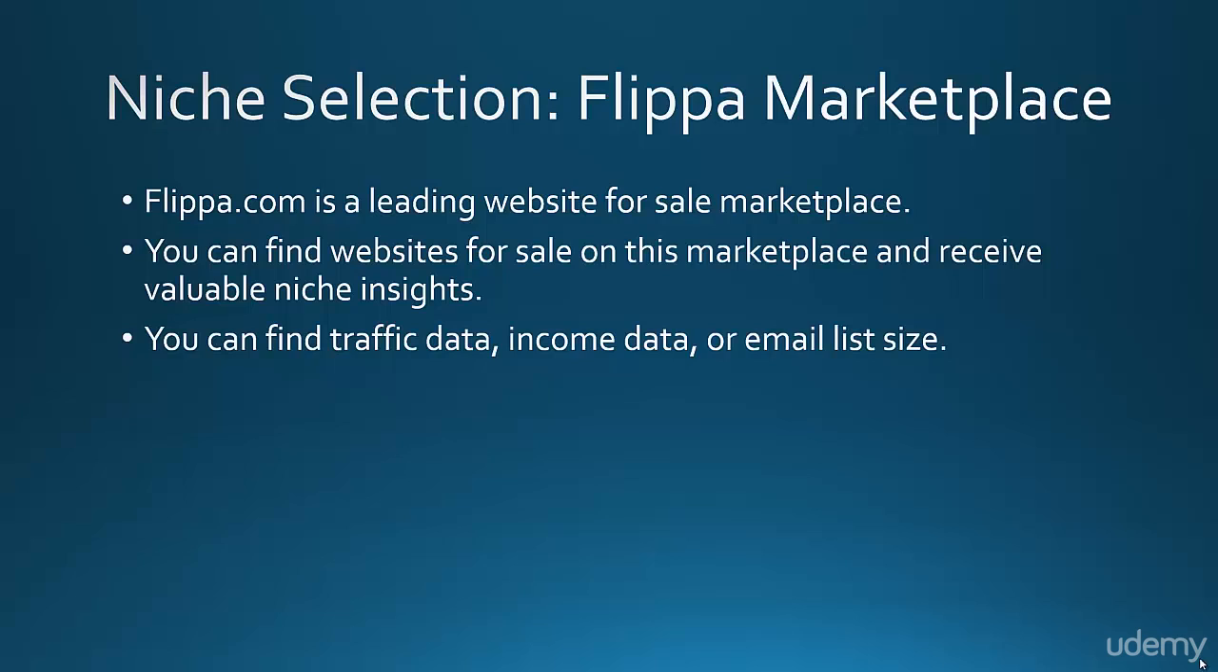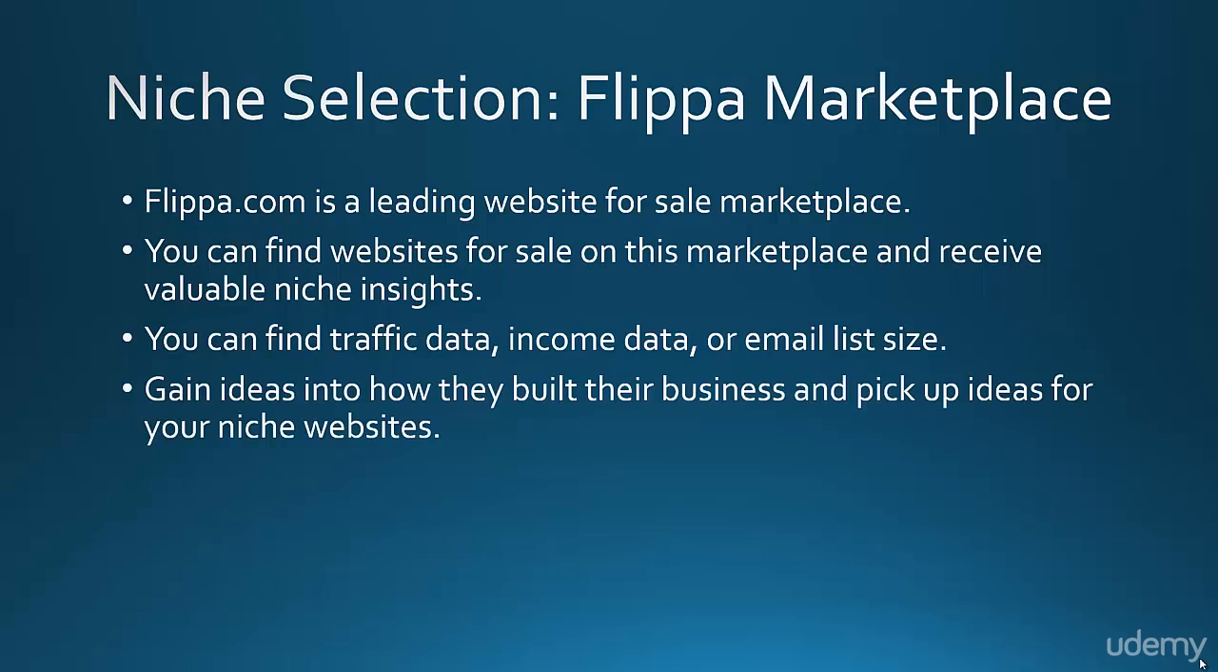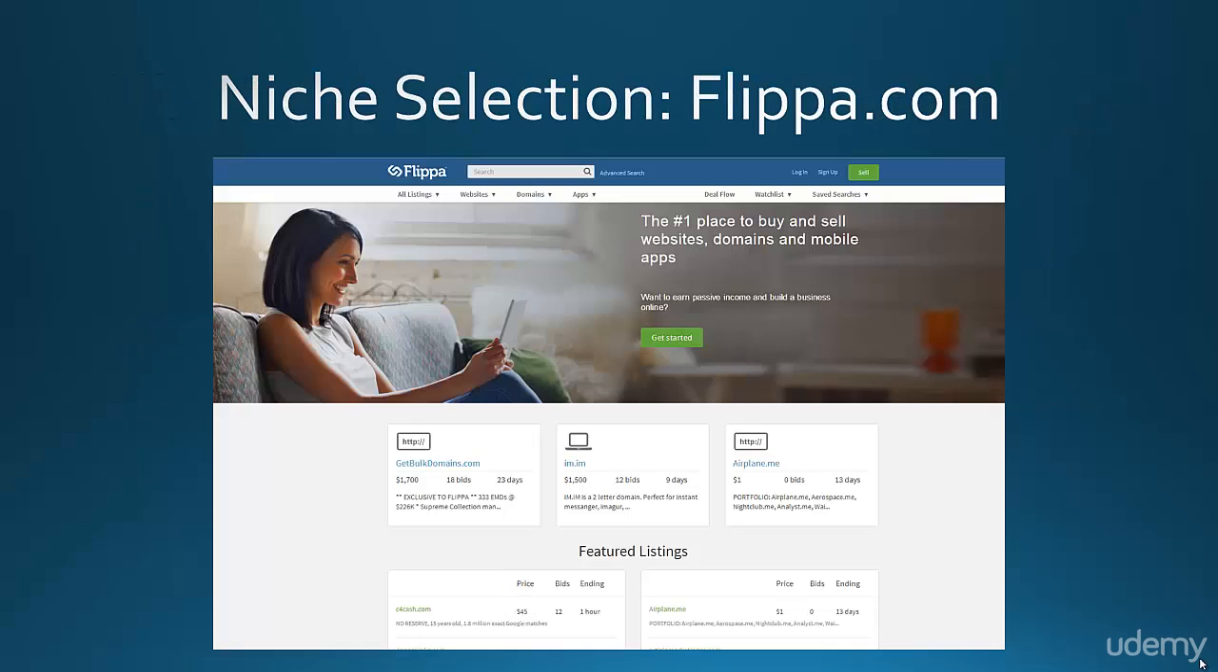You could also just go to Flippa and just randomly look through the categories in the websites, and you could even do advanced searching so you could actually narrow it down by websites that are earning $1,000 or more a month, $10,000 or more a month, and that might really help you identify, hey, these are popular niche items that I want to pursue. You can gain ideas into how they built their business and pick up ideas for your niche websites as well. So you could determine, like, is this SEO traffic, paid traffic, and then get ideas for your niche website, like what seemed to be working well for them, what didn't work well for them.